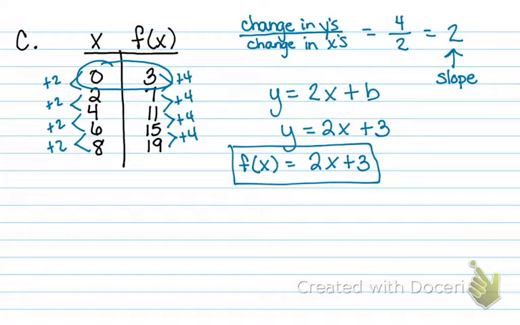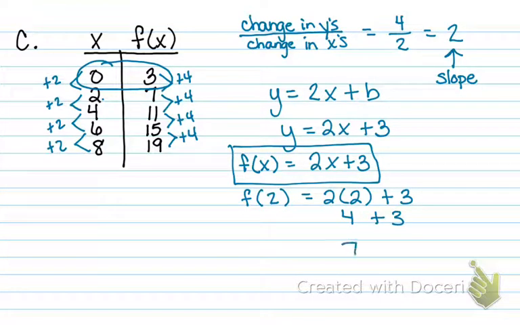You can always check to make sure. So let me just try one. Let's say we try 2 and 7. So when I put f of 2 into my problem, I should get out the answer 7. So 2 times 2 is 4 plus 3, and that does equal 7. And that is correct right here. Very good. All right, let's try another one.